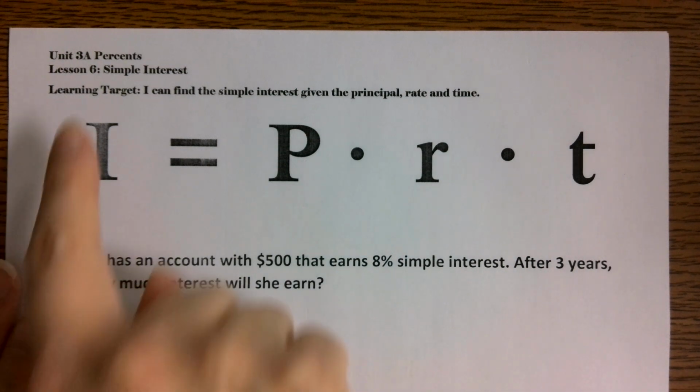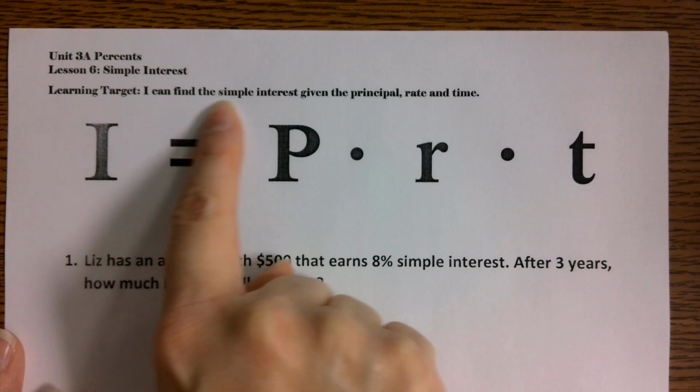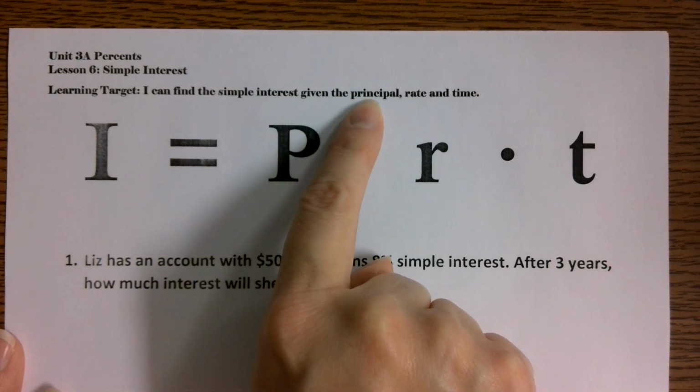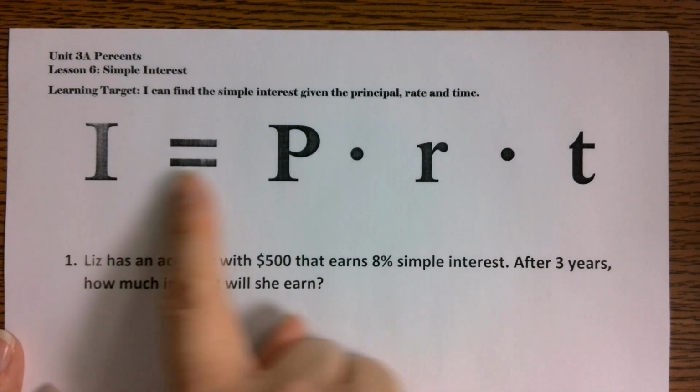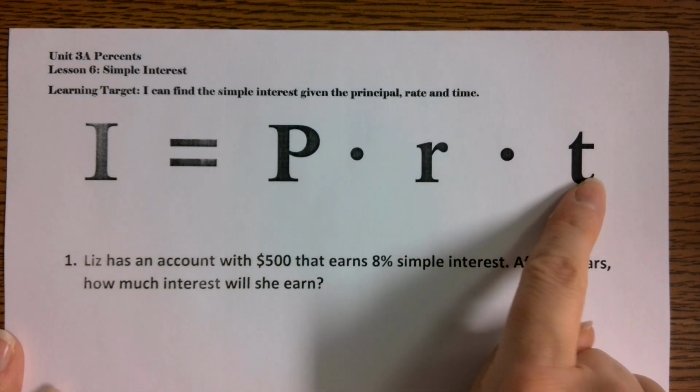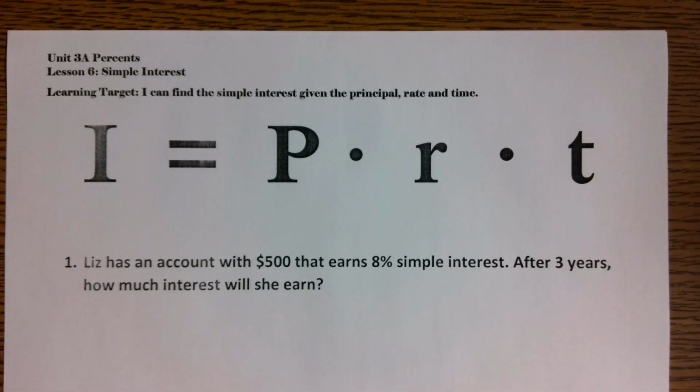So our learning target for today, we're focusing on simple interest. Our learning target is I can find the simple interest given the principal, the rate, and the time. So each of these letters that you're seeing here in this formula represents a concept with money called simple interest.